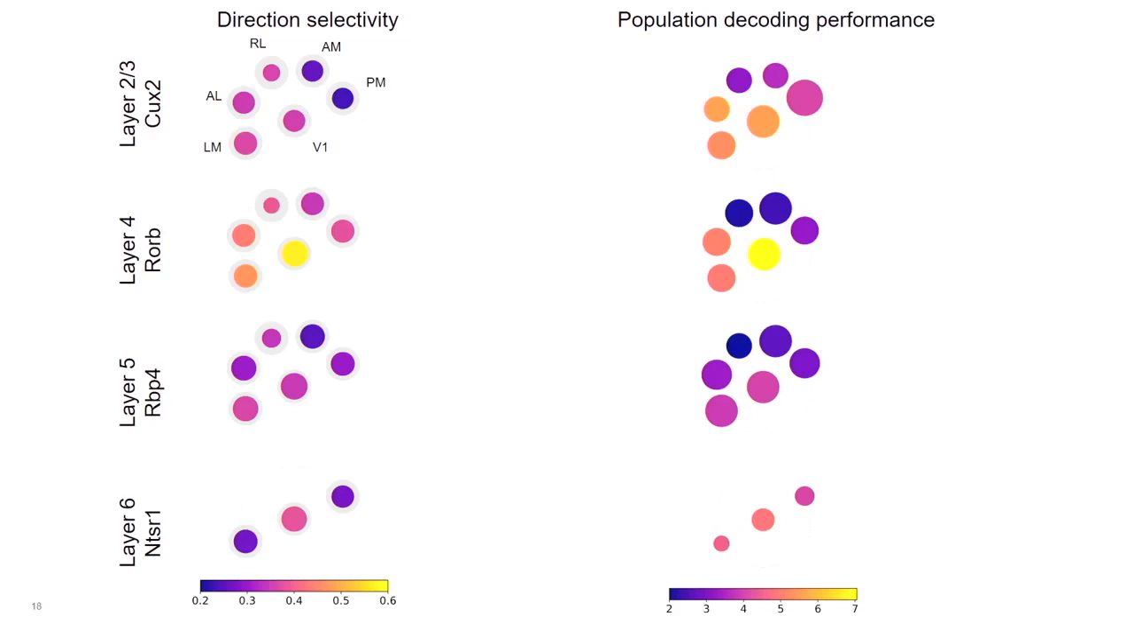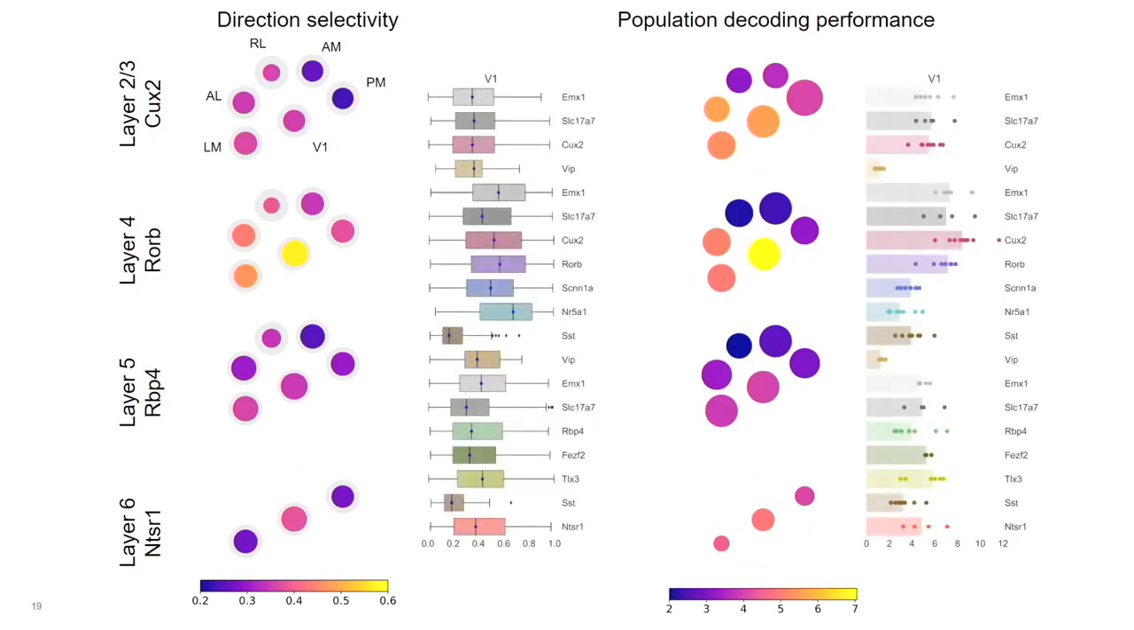So we see the best decoding performance here in layer 4 of V1. We see that these lateral areas in the superficial layers then do a better job than the more medial areas. And then when we get into the deeper layers, not only is the decoding performance somewhat worse, but the differences between the areas are no longer very significant.